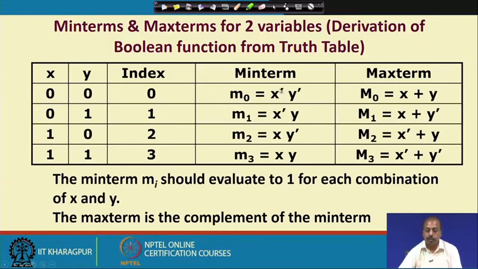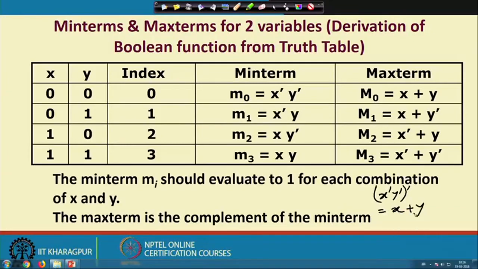So, this is the complement of this. Basically, if you take the complement of x bar y bar, then by De Morgan's law it becomes equal to x plus y. So, the max term is the complement of the min term.